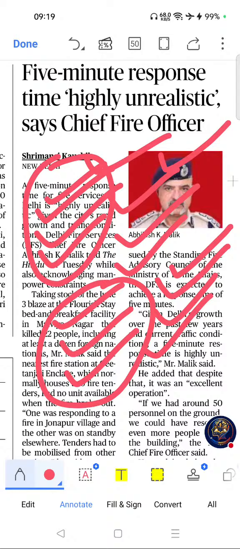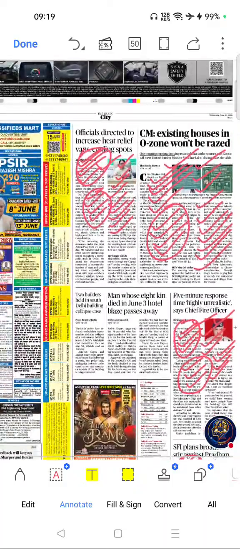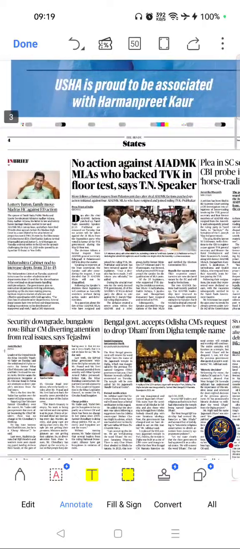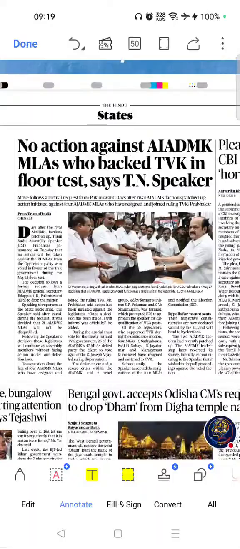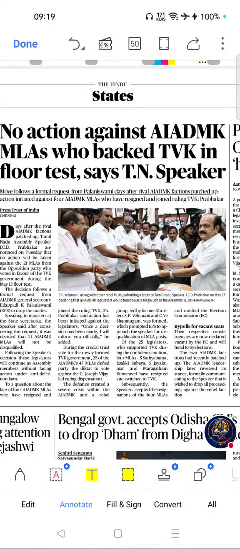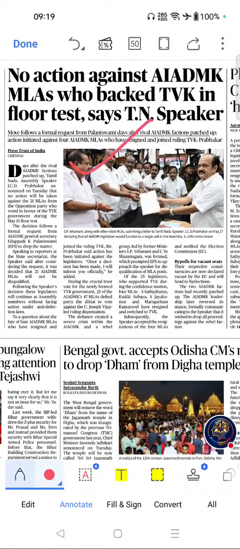Move on to next important article of this page. Yeah, these are the only important articles from this page. Move on to page number 4, state section. The important article from this page was this one. No action against AIADMK MLAs who backed TVK in floor test, says Tamil Nadu Speaker.